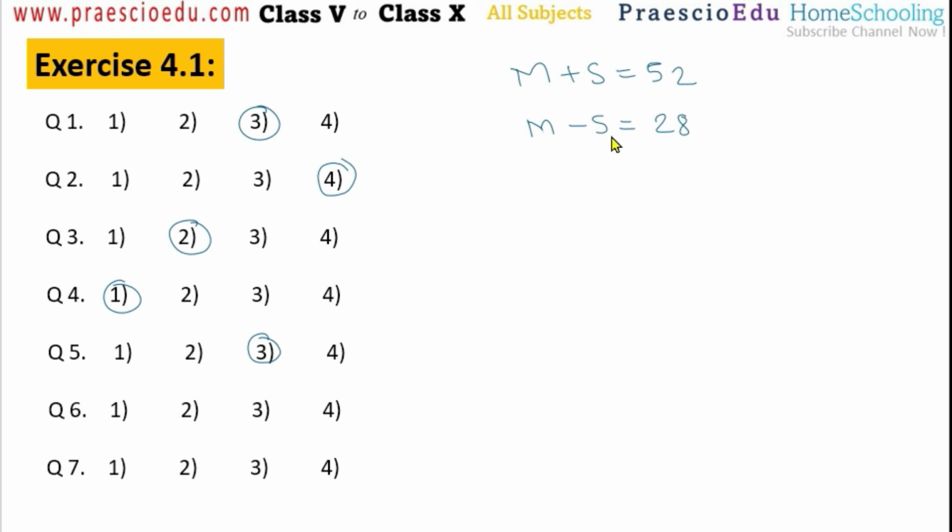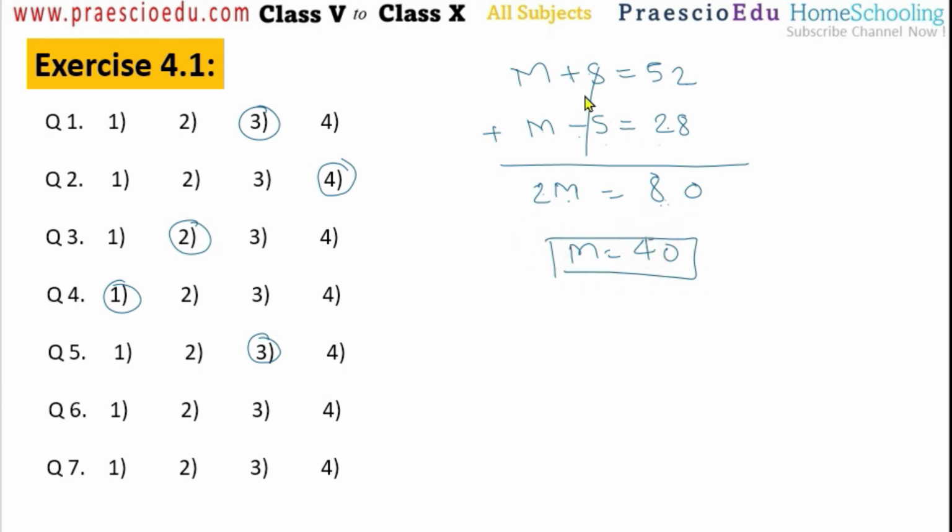Then find the age of the son 2 years hence, means in the future after 2 years. Okay, so first of all we will find out the son's age in the current situation. So we will add these two equations. After the addition, plus and minus, S gets cancelled, so 2 times the mother's age is equal to 80. So M is equal to 40. How does this 40 come? 2 times M is equal to 80, so we divide by 2. 80 divided by 2 means 40. So mother's age is 40.